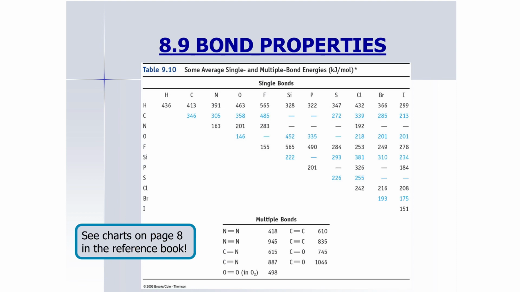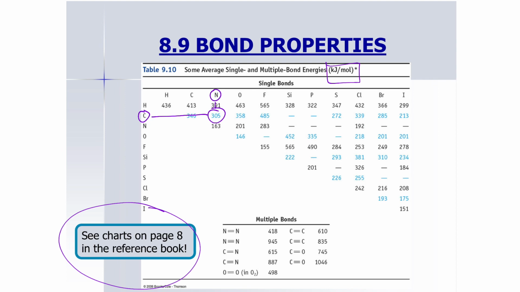Now, if I want to look up the actual values, you'll see a chart similar to this on page 8 in your reference booklet. So you'll notice that if I'm looking for, for example, the energy involved in a carbon to nitrogen bond, here's carbon, here's nitrogen, I'm just looking where they match up, and I would see that that would be 305 kilojoules per mole. So that's the energy in one carbon to nitrogen bond, essentially.